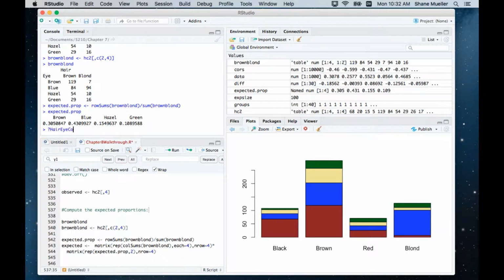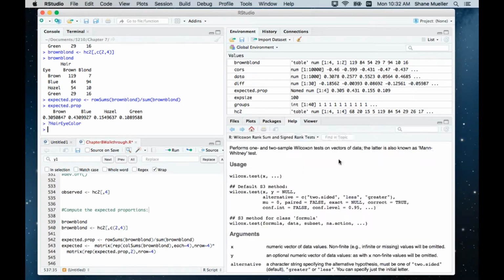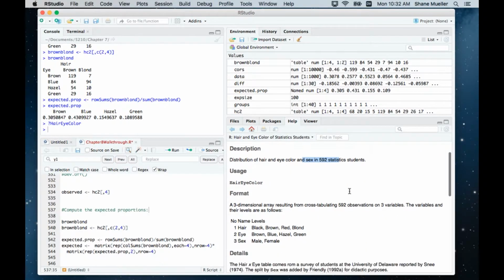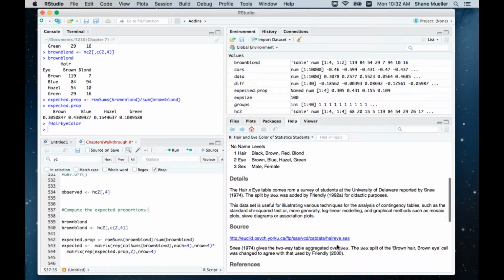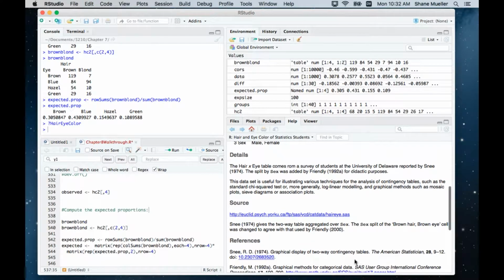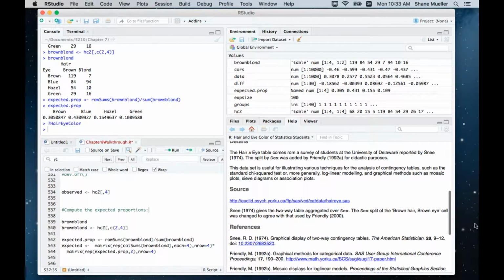Let's look at where this hair, eye color data actually comes from. 592 statistics students in 1974, at some university in the United States.